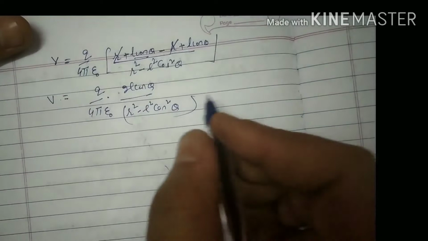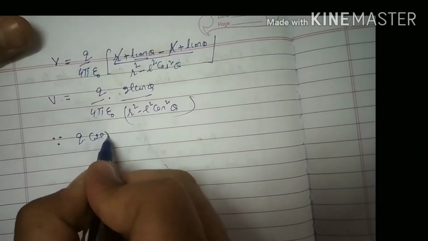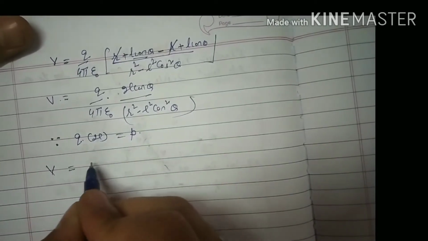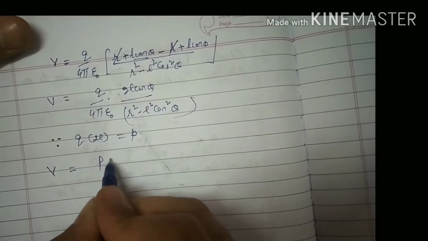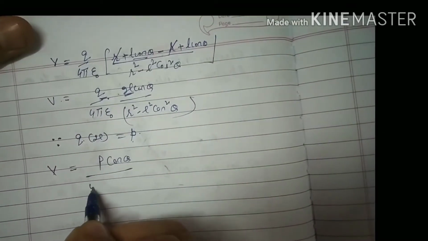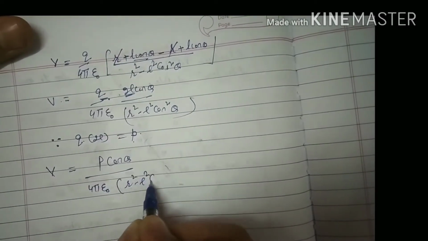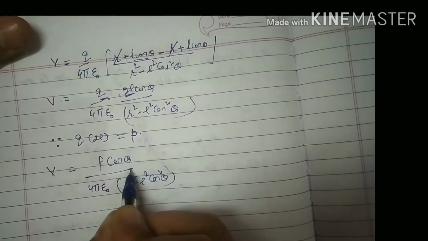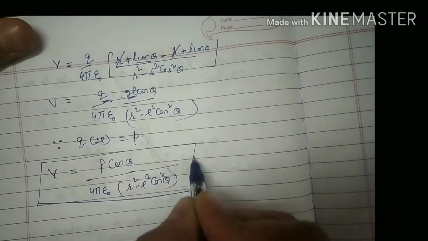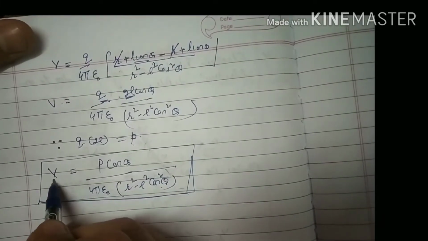Now because Q into 2L is equal to P, so we will write P cos theta. This term Q 2L becomes P, so V is equal to P cos theta over 4 pi epsilon naught times R square minus L square cos square theta. So this is the electric potential at point P. So by simply knowing the value of theta, we can calculate the electric dipole moment.